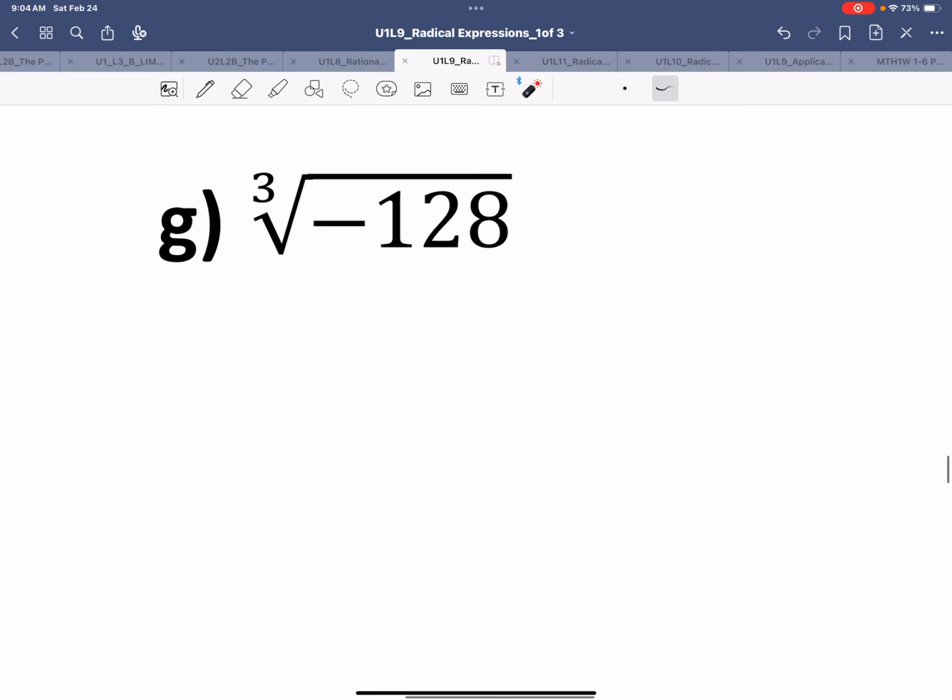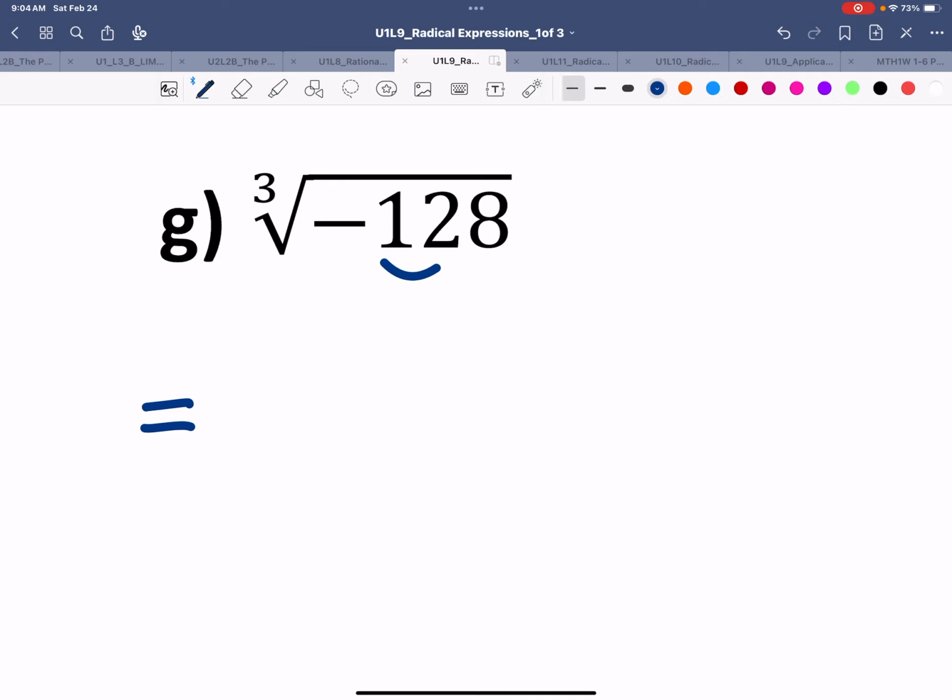The third root of negative 128. So perfect powers of 3. Let's think about it. So 128, I'm going to take half of it actually. You see that that would be equal to 64. And 64 is a perfect power of 3, right?